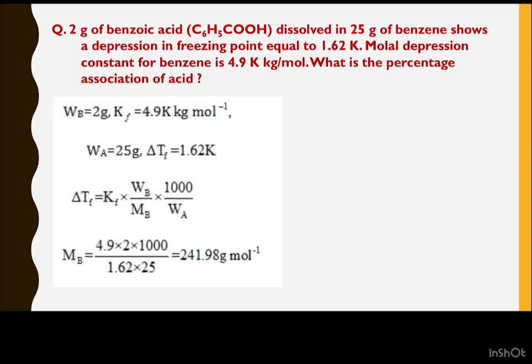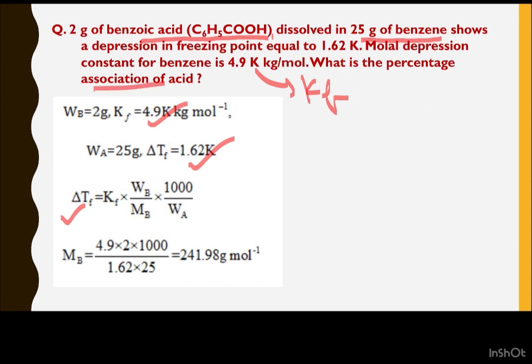2 grams, this is the salt example from NCERT. 2 grams of benzoic acid is dissolved in 25 grams of the solvent benzene, and the depression in freezing point, that is delta Tf, is 1.62 Kelvin. The value is given. And the molar depression constant, that is Kf, is 4.9 Kelvin kilogram per mole. Now the question is, what is the percentage association? They are telling you that here dimerization is taking place. Association is mentioned here.